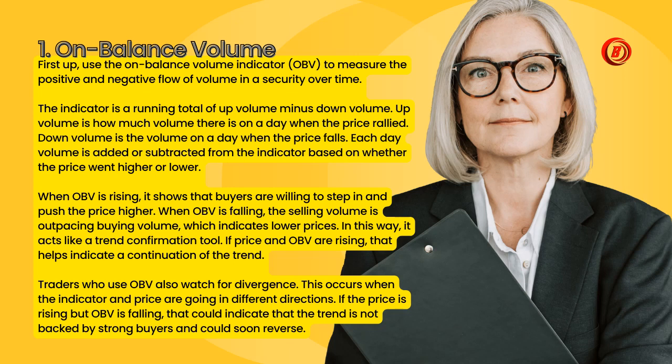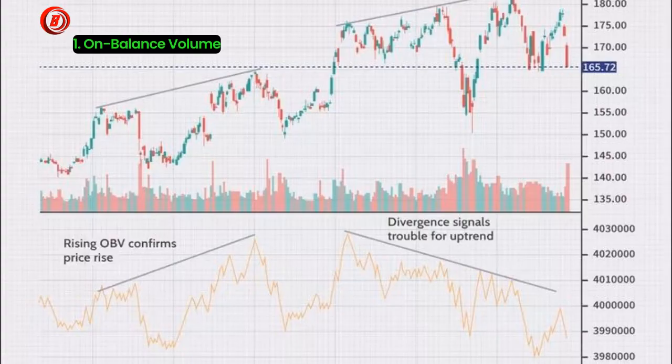1. On-balance volume. First up, use the on-balance volume indicator, OBV, to measure the positive and negative flow of volume in a security over time. The indicator is a running total of up volume minus down volume. Up volume is how much volume there is on a day when the price rallied. Down volume is the volume on a day when the price falls. Each day volume is added or subtracted from the indicator based on whether the price went higher or lower.